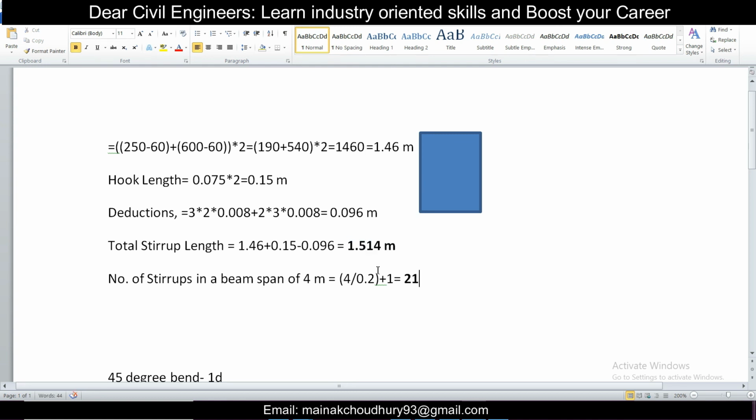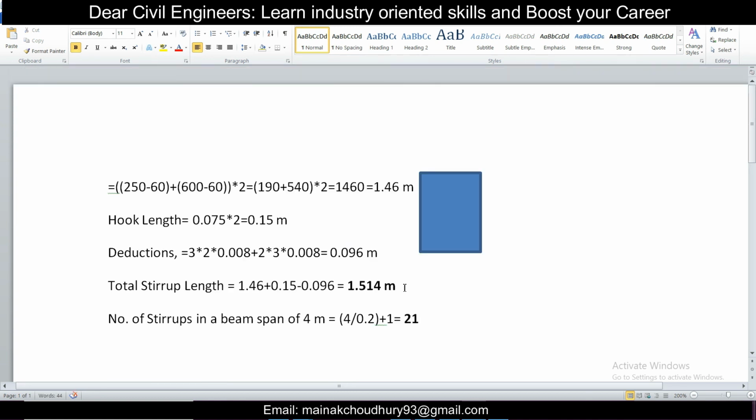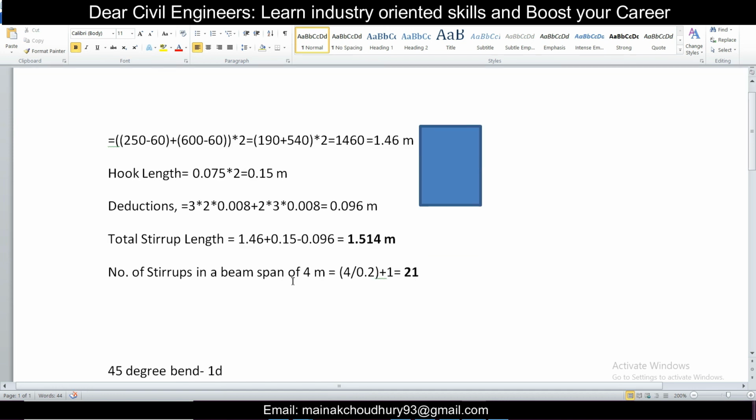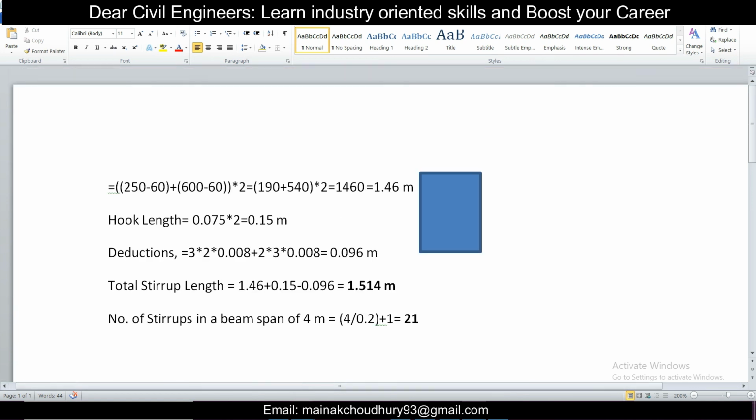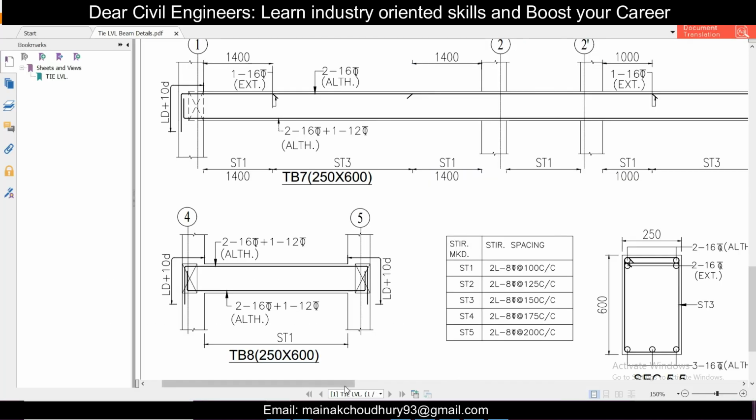When you are executing this at the site, you know that we have to utilize a rod or rebar of length 1.514 meter, and if we know the span, suppose a beam has a span of 4 meters, then we have to make 21 number of stirrups. Like this you can find out the BBS of your stirrups in beams.